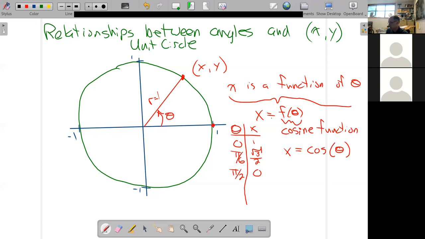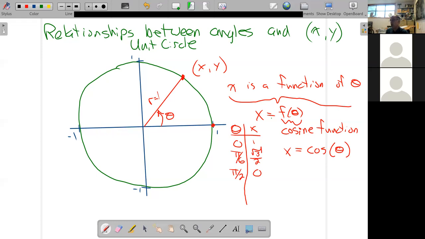You really should use the parentheses. Some books skip the parentheses and you might just see cosine theta. That's extremely bad notation. Always use parentheses because it is a function of the angle. It's not a multiplication. It's not a word. It's a special function. And so we can look at that on a calculator. We'll do that in just a second. So that's the x value here.